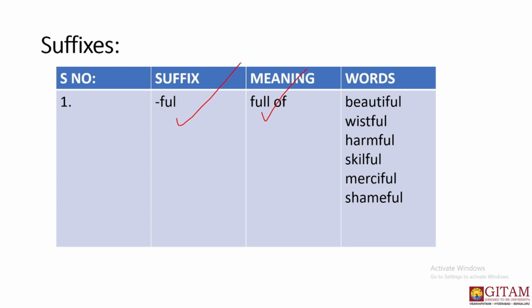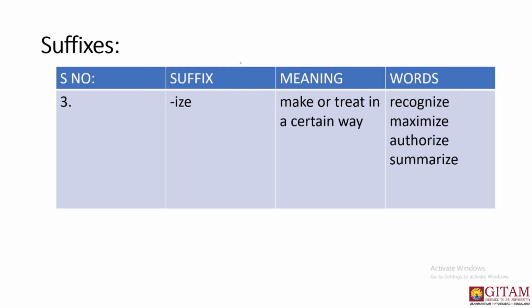So here, the moment you see full, you must understand that this is an adjective describing someone. Harmful, wistful, beautiful, skillful. You're just describing someone or something, right? That's an adjective. Look at this, IZE. When you see IZE, you understand it means to do, to make or treat in a certain way, right? To treat in a certain way. We know these basic words. I think these words don't need any explanation. Summarize, authorize, maximize, recognize. We know these words, right?